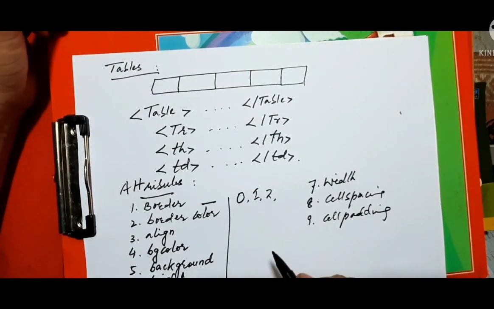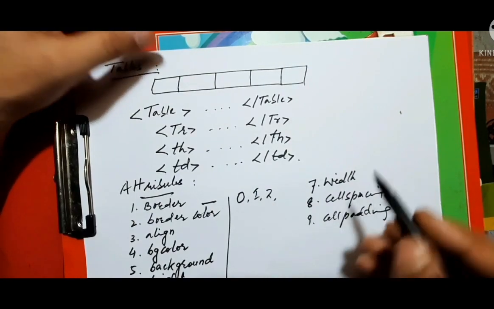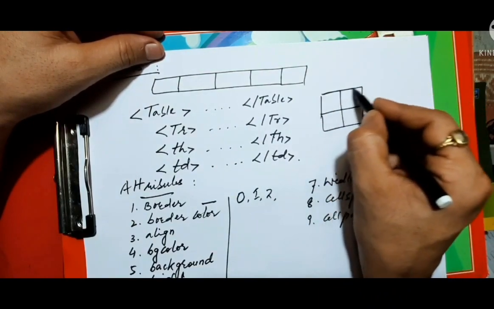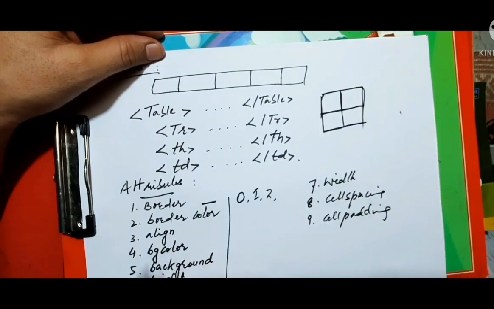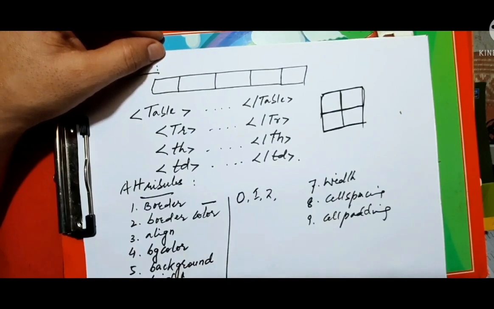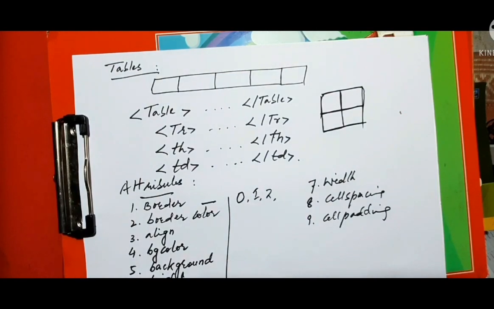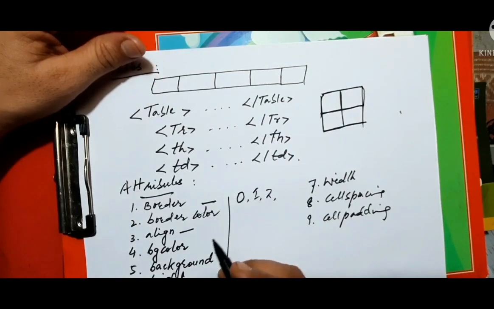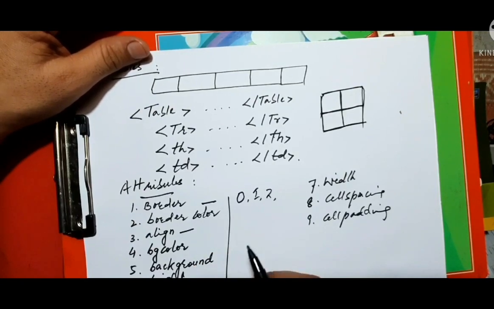Okay, next is the border color. This will specify the color of the table's border. So let's say this is a table that you have created, and these are the lines. Now what will be the color of these lines is what you specify through this border color attribute. Another one is align, which specifies the alignment of a table according to surrounding text. The values we have are right, left, center, and justify. These are the values that can be specified to the align attribute.